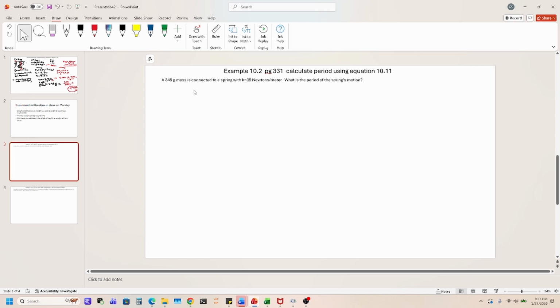So here's equation 10.11. And that looks like this. We've got T, our period, is equal to 2 pi times the square root of mass divided by the proportionality constant, or our spring constant in this case.